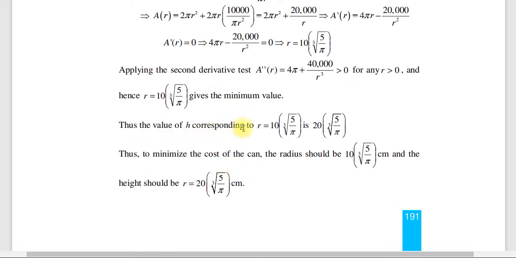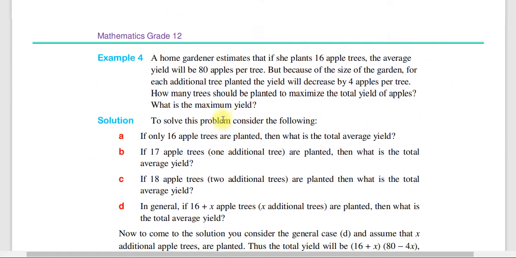Thus, the value of h corresponding to r, which is equal to 10 times the cube root of 5 over pi, is 20 times the cube root of 5 over pi. Thus, to minimize the cost of the can, the radius should be 10 times the cube root of 5 over pi centimeters, and the height should be 20 times the cube root of 5 over pi. That is how we minimize the cost.